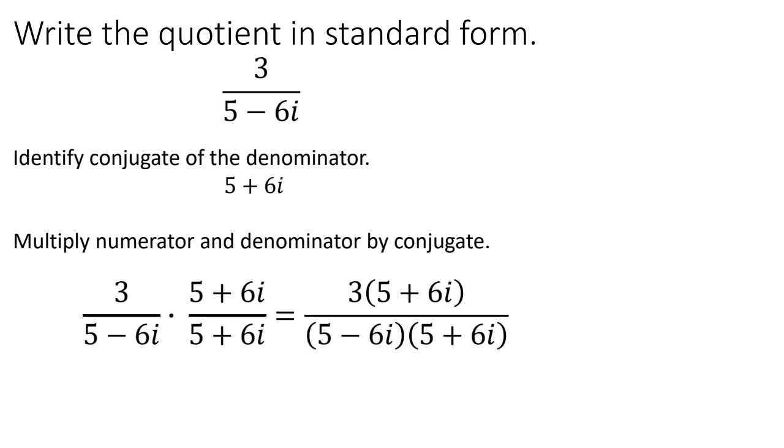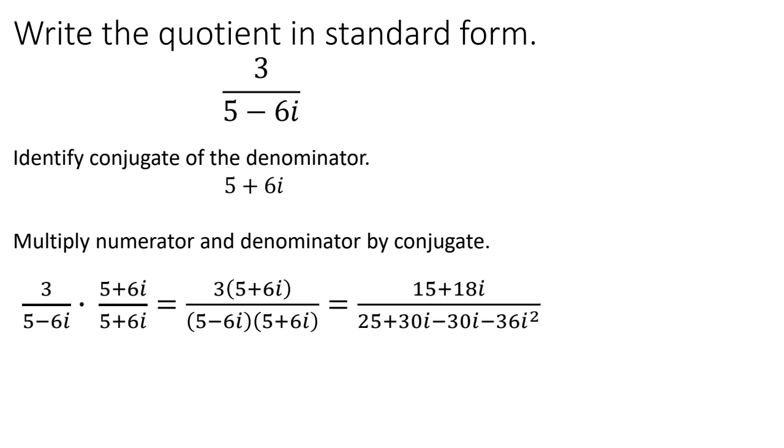Okay, so when I do this, again, I have this 3 times this 5 plus 6i, and then I have two polynomials that, again, I'm going to do FOIL to do, right? So the numerator is easy. It's just distributing the 3 to the 5. So 3 times 5 is 15. 3 times the 6i is 18i. Again, from FOIL, the bottom's going to give me 25 plus 30i minus 30i minus 36i squared.